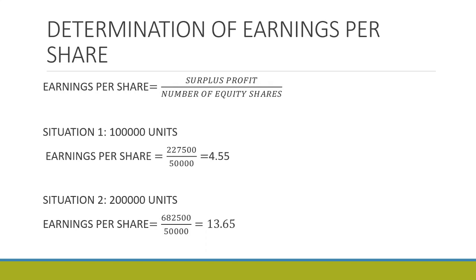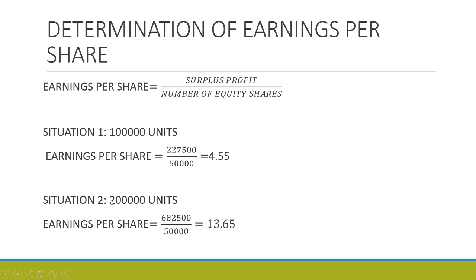Now we will find out the earnings per share. Earnings per share is equal to surplus profit divided by number of equity shares. The information given here is that the equity share capital is 5 lakh rupees and shares of 10 rupees each. So the number of equity shares is equal to 50,000. In situation 1, when the number of units sold is 1 lakh units, earnings per share is equal to 2,27,500 divided by 50,000, which is equal to rupees 4.55.